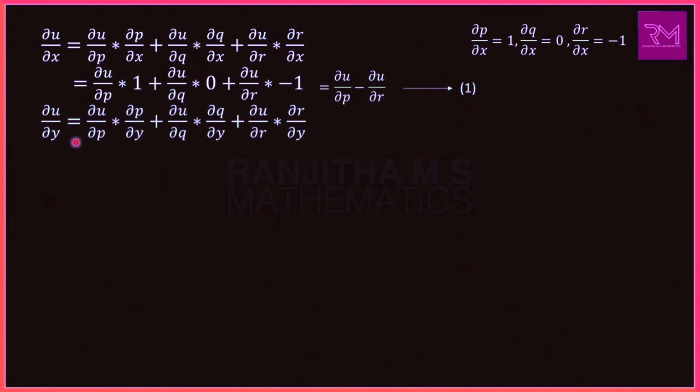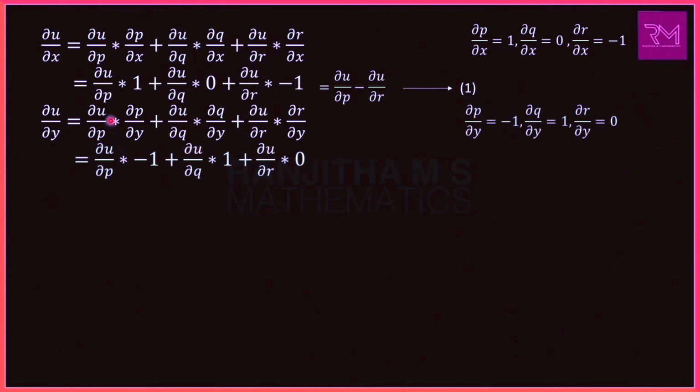Similarly, find ∂u/∂y value as ∂u/∂p into ∂p/∂y plus ∂u/∂q into ∂q/∂y plus ∂u/∂r into ∂r/∂y. Substitute the values and simplify, we get ∂u/∂p into ∂p/∂y value is minus 1, plus ∂u/∂q into ∂q/∂y value is 1, plus ∂u/∂r into ∂r/∂y value is 0. Here this term becomes 0 and simplify, we get the value as minus ∂u/∂p plus ∂u/∂q. Consider this as equation number 2.